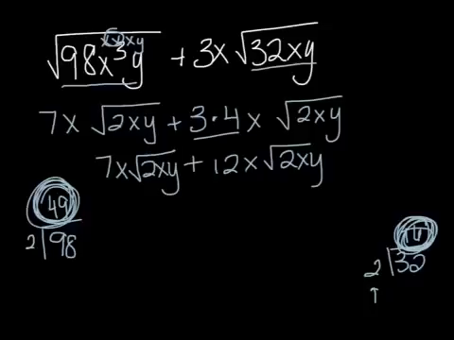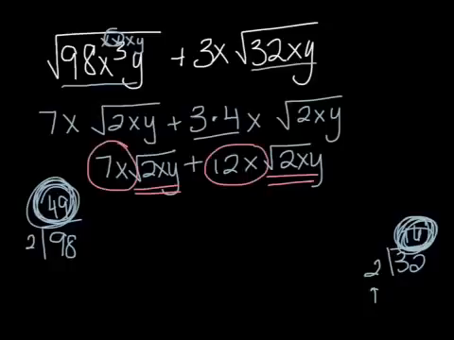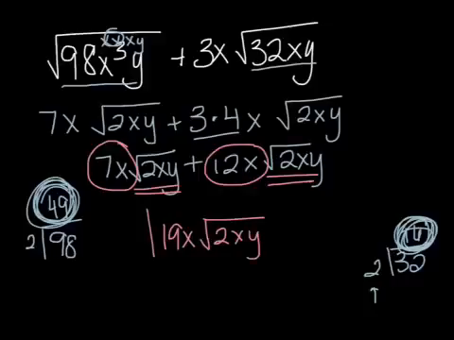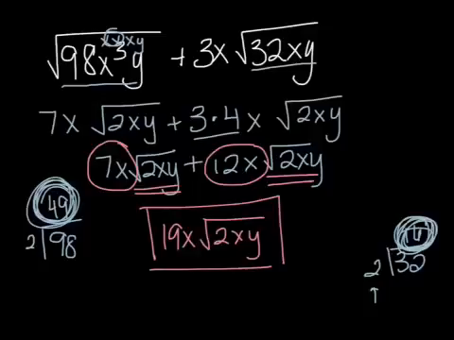Now my question is, is this and this the same? Since the answer is yes, I can add these together. So I'm going to take the front pieces. 7x plus 12x is 19x, and left over with the square root of 2xy. What I'd like to say about this is some of these might take a little bit of time. Take your time. You'll make fewer mistakes the more you can write out.